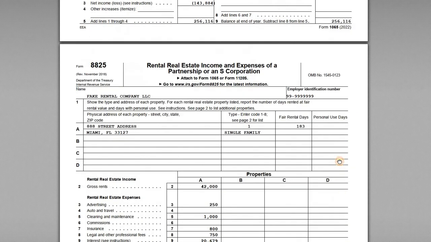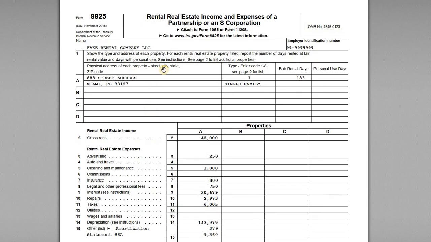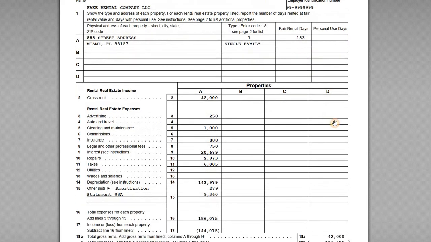Now, if we look at the 8825 next, this is where most of the activity is happening, right? So this is where we report rental real estate income and expense. So column A, or I should say row A, corresponds to column A for the property here. So we have the physical address of the property, the type of property itself, right? So is it a commercial property? Is it a single-family home, multifamily unit? Is it a self-rental? What applies in this case? So in our case, we do have a single-family home, and the number of fair rental days, so the days it was rented during the year at fair value, is 183. No personal use, right? So John and Jane are not using this at all for personal reasons.